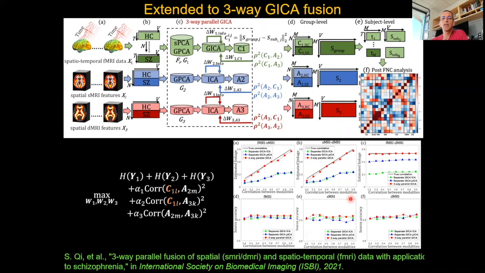We've extended this to three-way group ICA fusion. So in this case, we have fMRI, which is a temporal modality, and then we have two spatial modalities, structural MRI and diffusion MRI. Again, looking at simulations, this approach gives us enhanced sensitivity to identify links that exist, and it doesn't inflate and produce links that are not there.